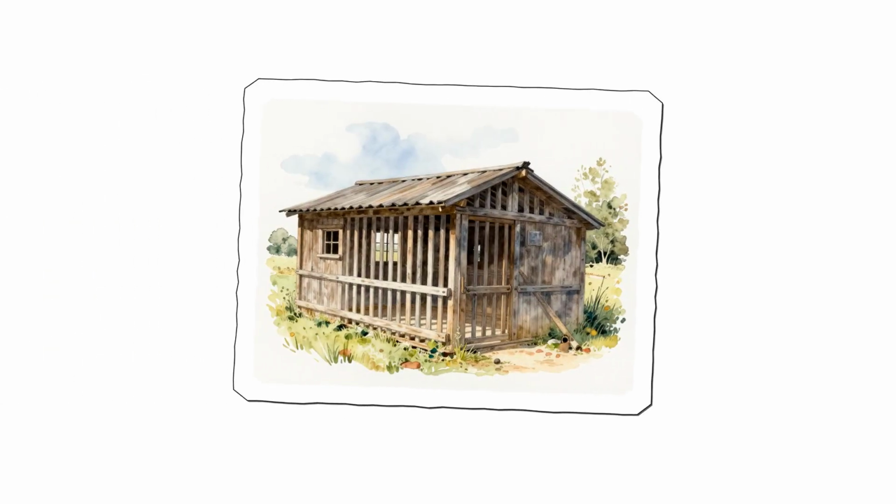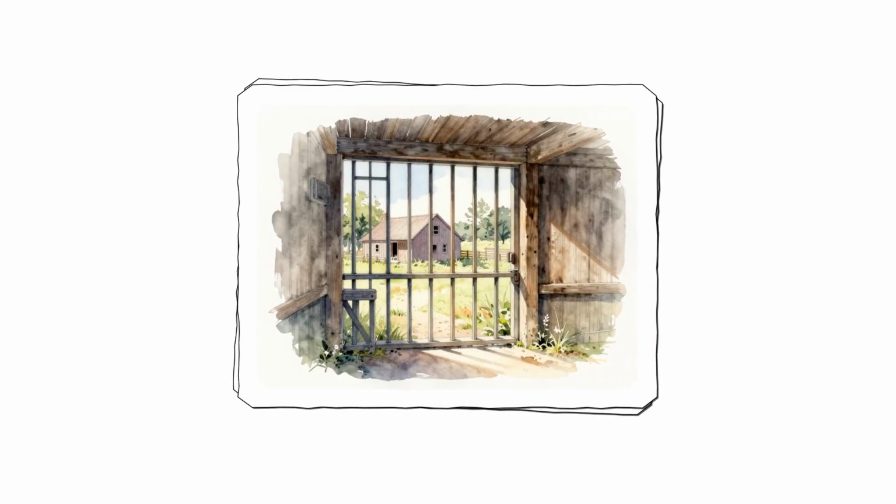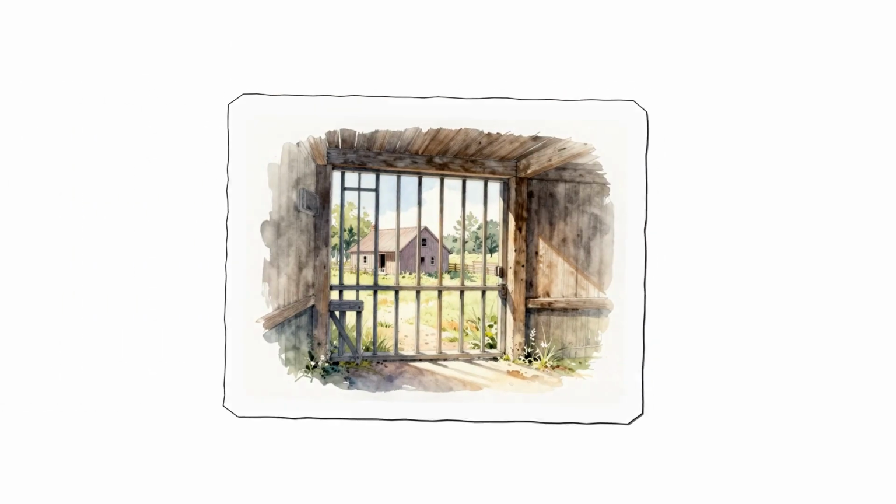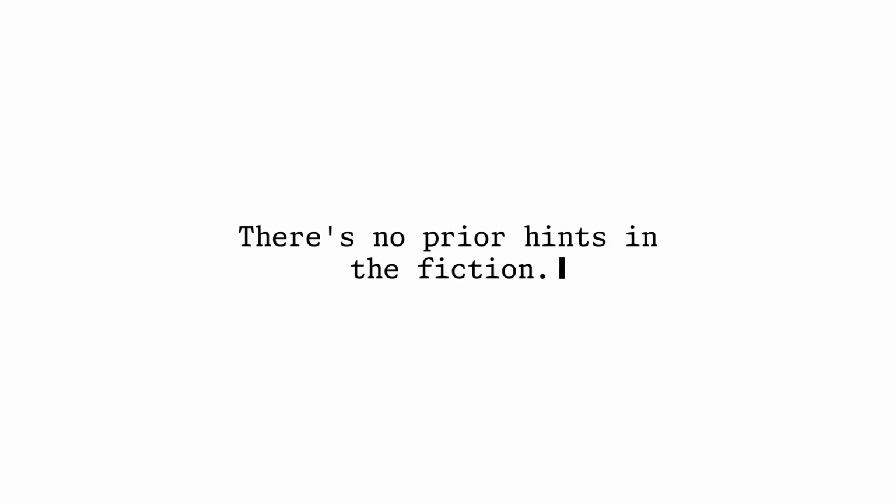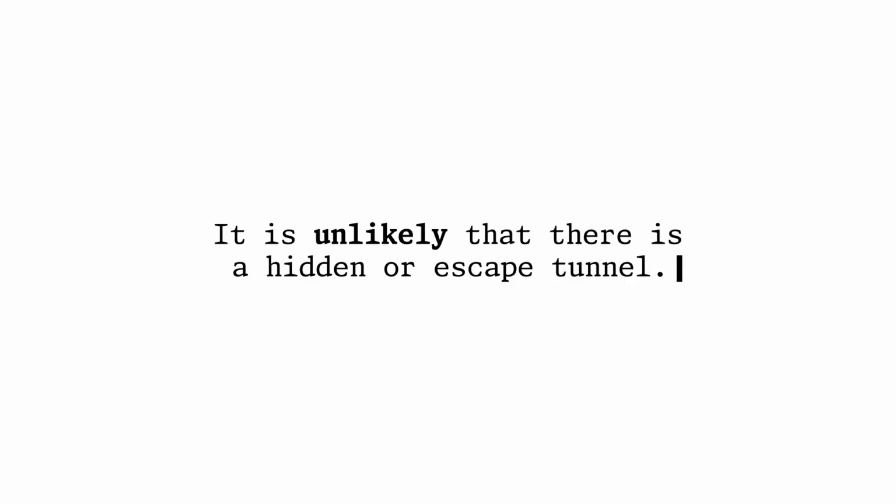Here's another example. Say you find yourself captured or stuck or imprisoned in a villager's farmhouse. Your question might then be, is there a hidden escape tunnel in this farmhouse? Consider then your reasoning context. It's an ordinary building. There's no sign of fortification. There are no prior hints in the fiction. So, your chosen odds for something like this would be unlikely or lower, meaning that it is unlikely for there to be a tunnel in the farmhouse.